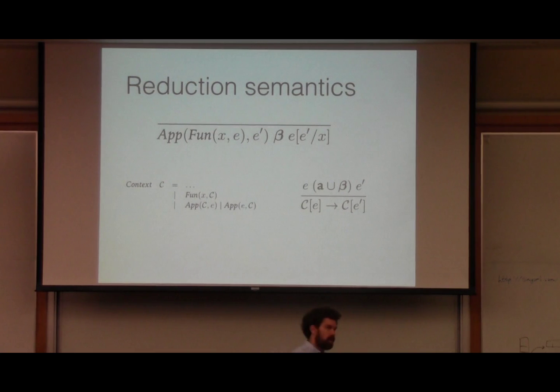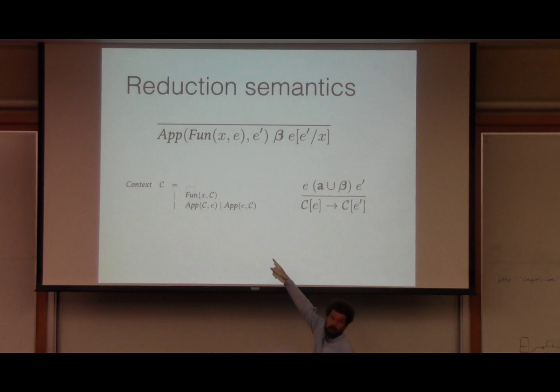Okay, let's look at the reduction semantics. Here I'm defining an axiom called beta. It's just a binary relation on expressions, saying that if you have an application with a function sitting there on the left side, then you can substitute the argument for x in the body of the function. We can extend our grammar of context, right? We have a new notion of expression, so our grammar of context grows.